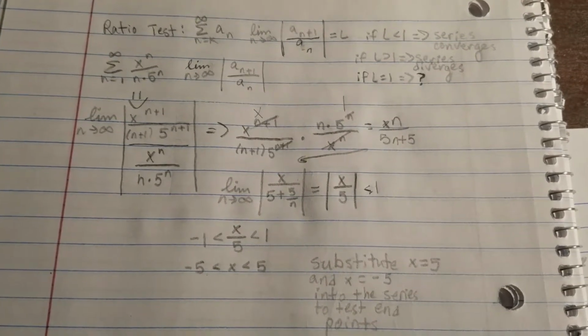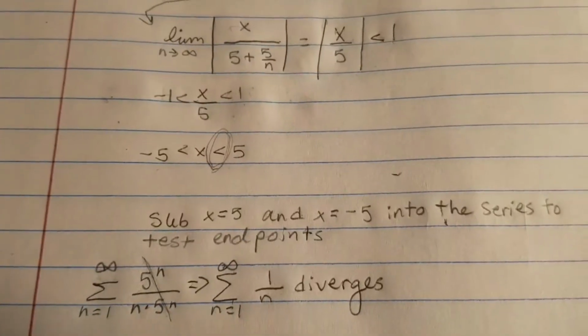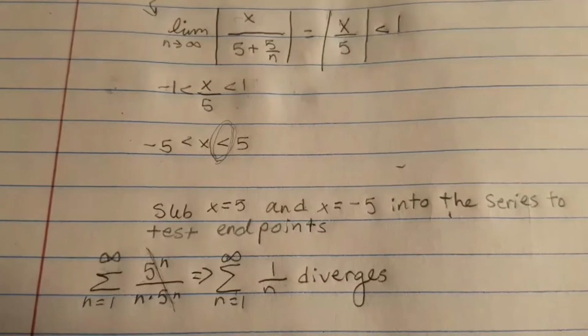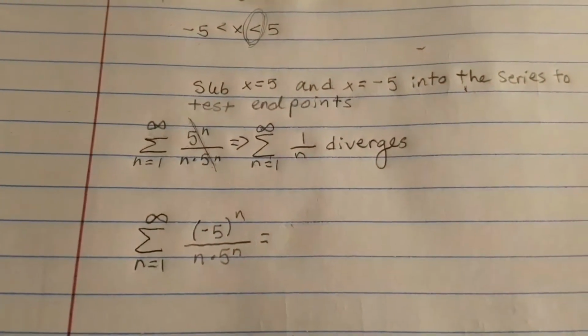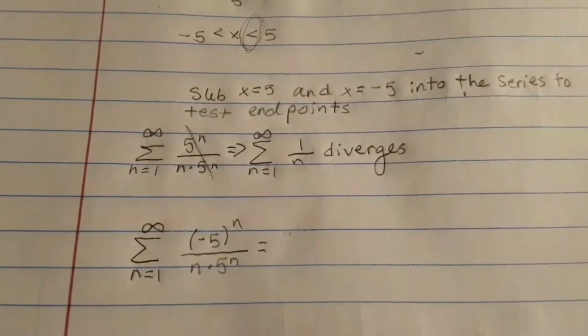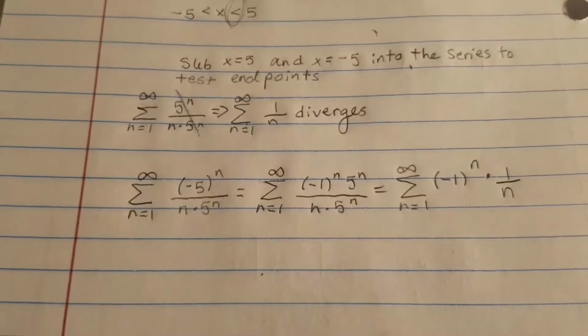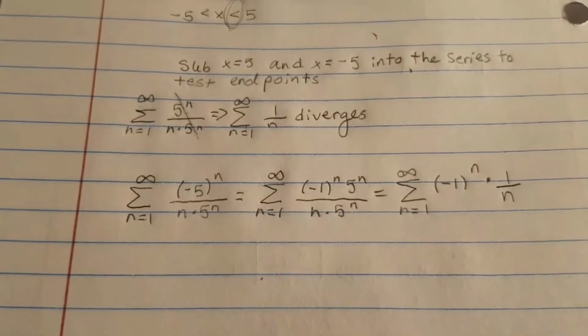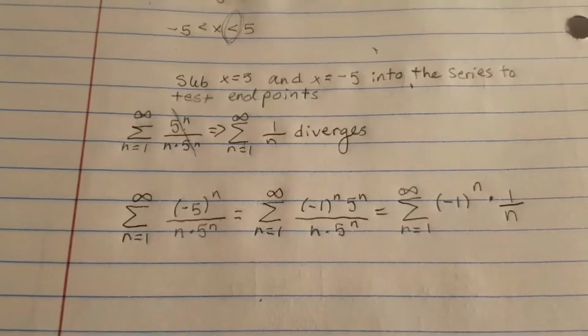Substitute x equals 5 and x equals negative 5 into the series to test endpoints. After plugging in 5, this is what I got. Now that we plugged in negative 5 into the series, we're going to try to simplify this down. After further simplifying this down, I found that the series converges at x equals negative 5.